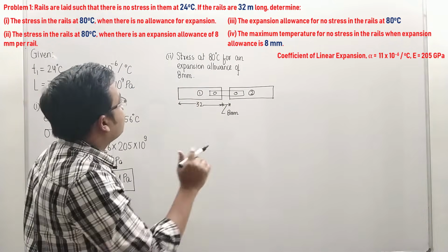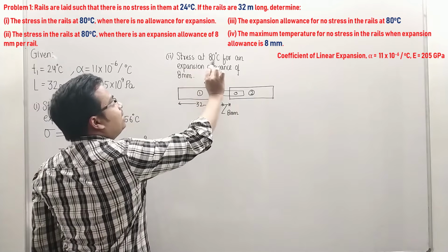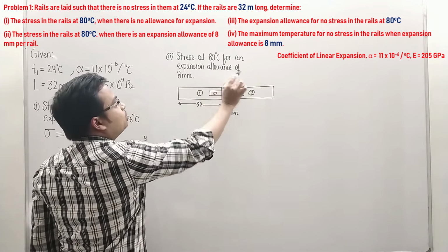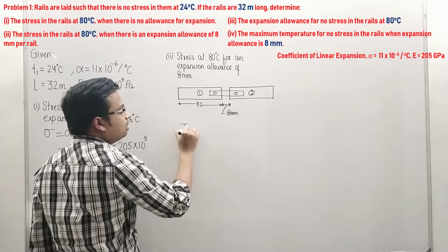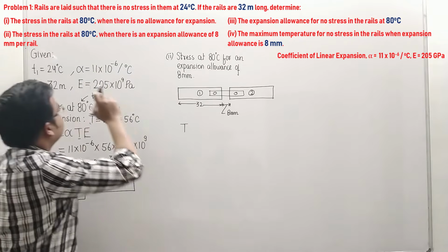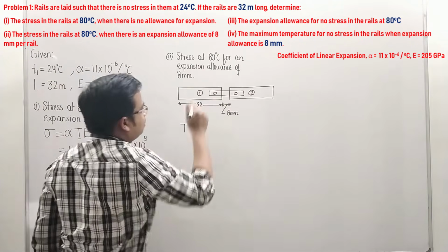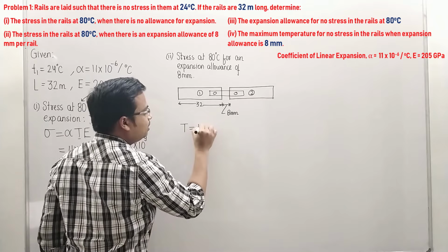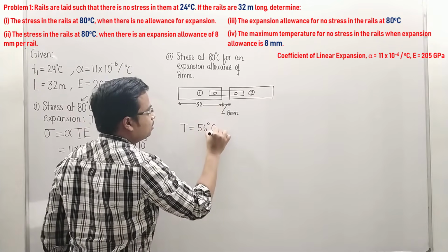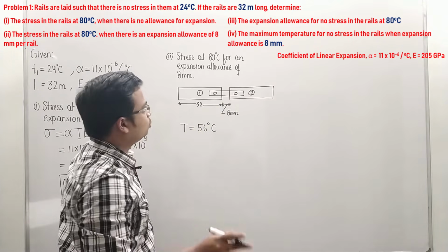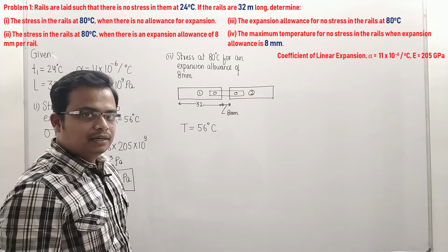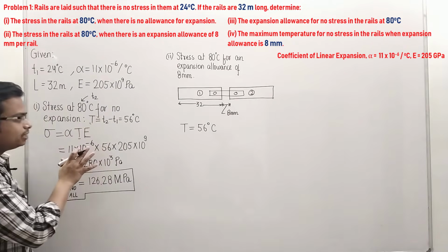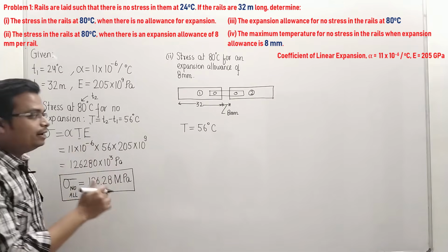Now, we need to find the stress at 80 degrees Celsius for an expansion allowance of 8 millimeters. So, the rise in temperature is from 24 degrees Celsius to 80 degrees Celsius. So, the rise in temperature is 56 degrees Celsius. That is 80 minus 24. That's for sure. Now, earlier in this particular case, how much expansion was prevented?